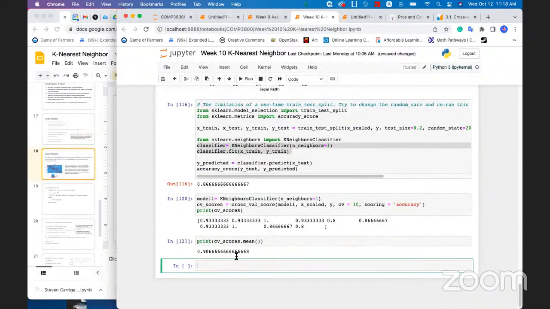Okay, so this gives us 90.6%. That's the accuracy score for k equals 1. Now, what we want to do is to find the optimal k. Right? We said we want to find the optimal k.